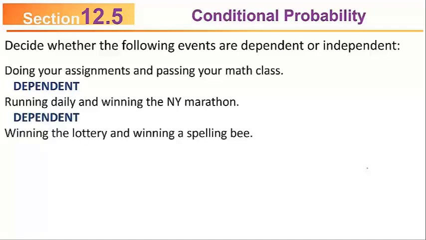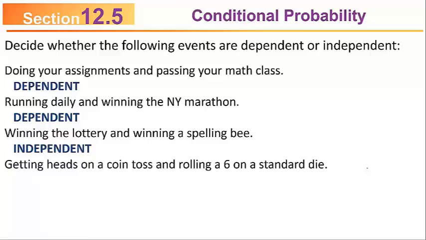How about this? Winning the lottery and winning a spelling bee. It's really hard to imagine how winning a lottery could affect the probability of winning a spelling bee, or the probability of winning a spelling bee would have any effect on the probability of winning a lottery. So those two events are independent.